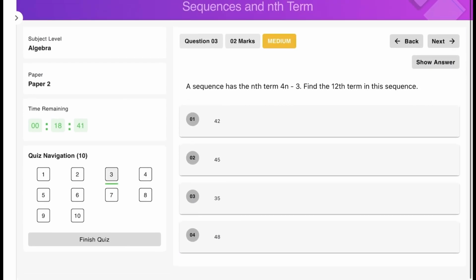And we have the final one, the nth term is 4n minus 3, and we need to find it for n of 12, so that is this. So that is 48 take away 3, which is 45. So the answer is option number 2.